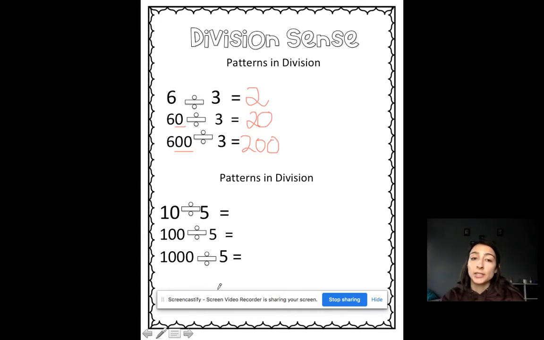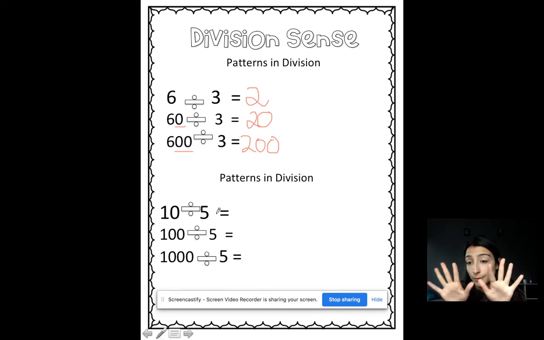And you guys can pause the video and go ahead and try this one by yourself, or you can work with me. 10 divided by 5. So if I have 10 things and I want to put them in 5 groups, all right, I have 10 pieces of candy and I have 5 groups. How many are going to get put into each group?